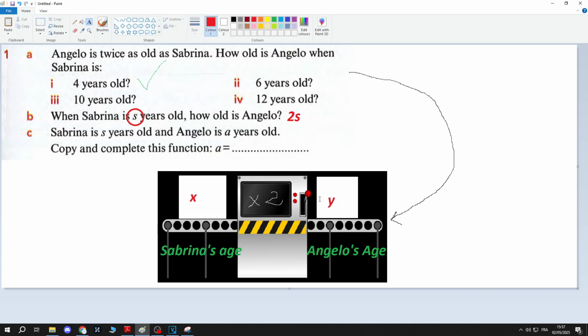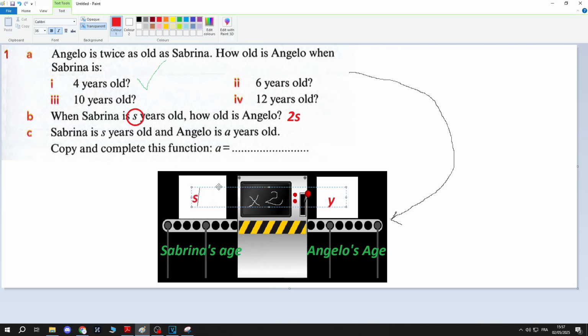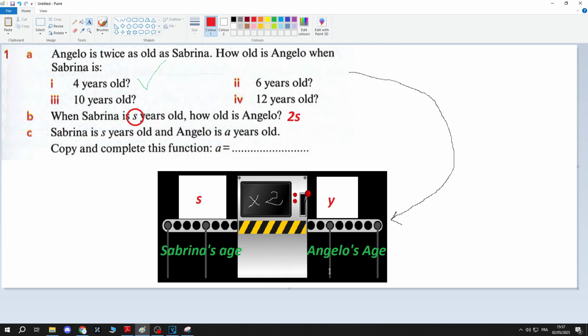But then I brought to your attention a question that you might ask. And you said, hey, could we write something other than X and something other than Y? This is where you actually need to, because Sabrina here is not X years old. This time, Sabrina is S years old. So the number at the start, or the variable at the start, should be called S. And this is what the exercise has told us. And Angelo's age is A years old. So instead of writing Y, we will write A.